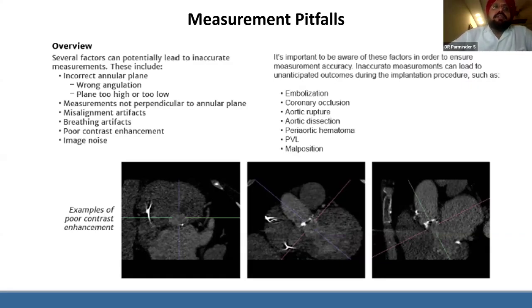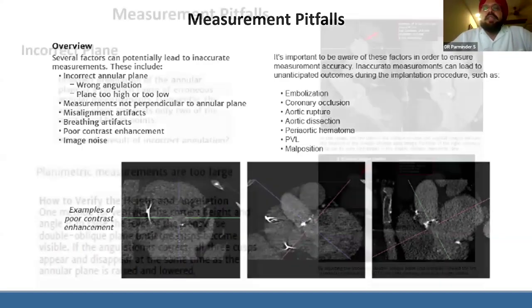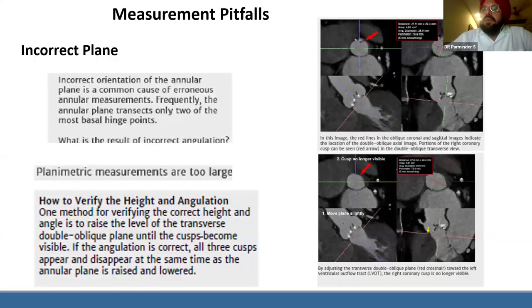Then the next important pitfall is measurements which are not perpendicular to the annular plane. They may be false. Malalignment artifacts, breathing artifacts, poor contrast enhancement, image noise. These all can cause complications like embolization, coronary occlusion, aortic rupture, aortic dissection, periaortic hematoma, PVLs, and malposition of the valve. So it's very important to know these pitfalls and address them. In case you are not happy, then it's better to repeat a CT rather than going ahead with a CT with pitfalls. If the plane is incorrect, suppose the angulation is incorrect.